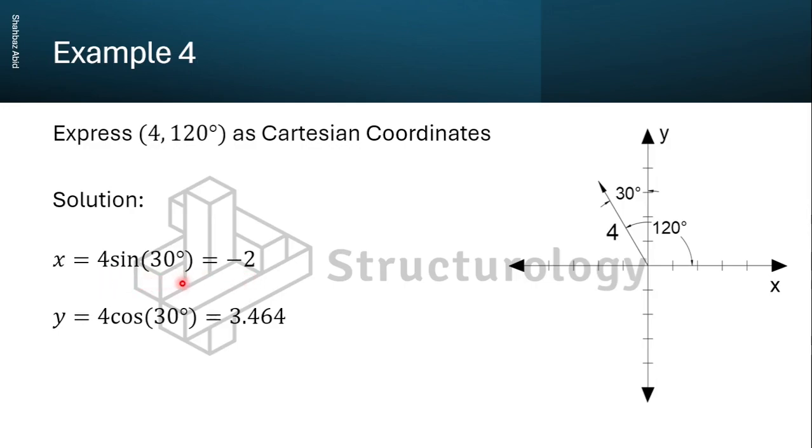So 4 sine 30 is equal to 2, but we have to keep the negative sign because it is in the second quadrant. Whereas y is going to be 4 cosine 30, which is 3.464, and it is positive because in the second quadrant the y is positive.